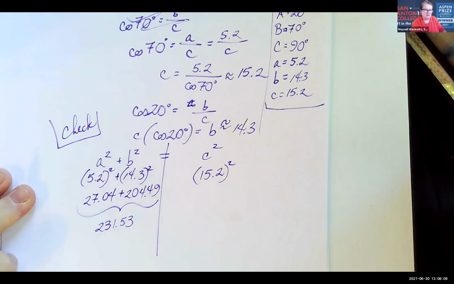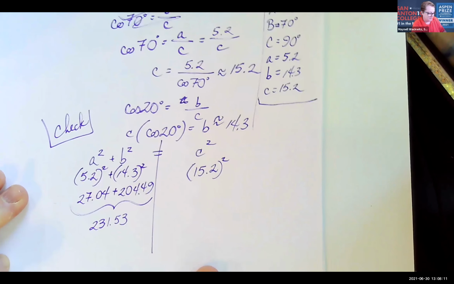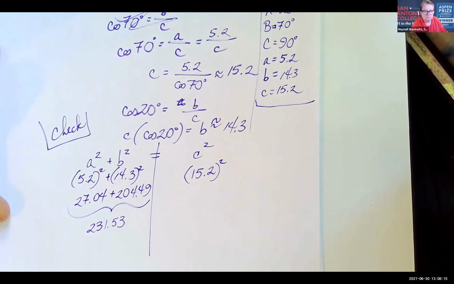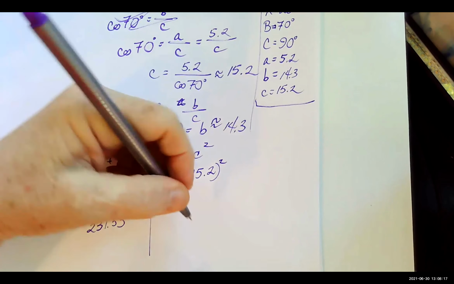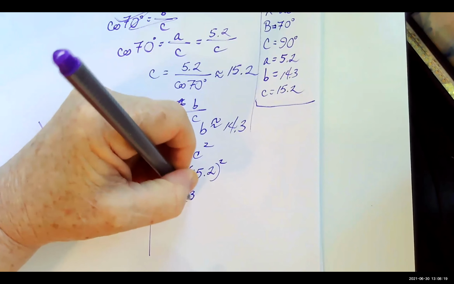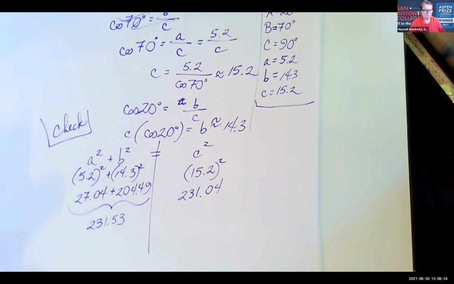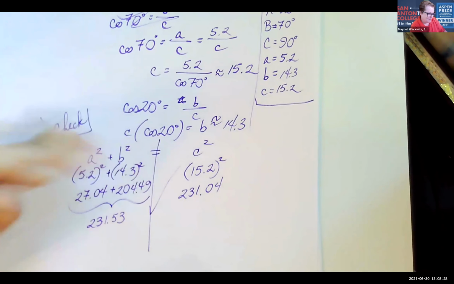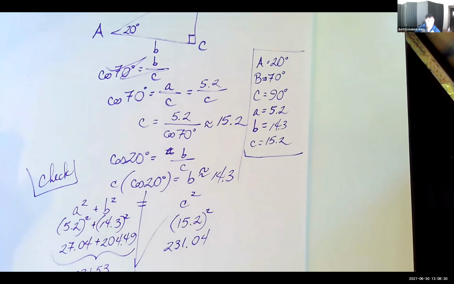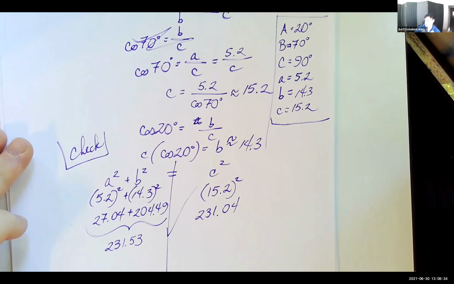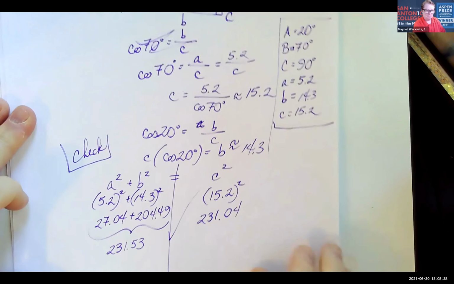The decimal here doesn't really matter, but we're going to go ahead and leave it. What is 15.2 squared? 203.04. Sorry, 231.04. Are we happy? Close enough. I don't know if I punched in the calculator wrong, but 27.04 plus 204. Oh yeah, I did. Okay. Belay my last.